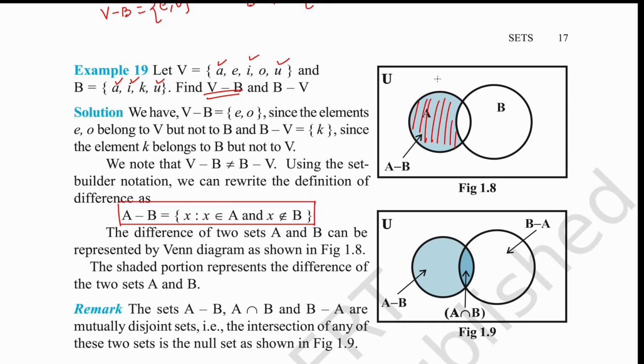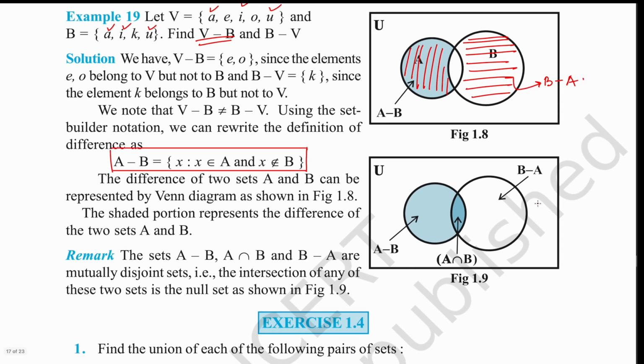And similarly, if you try to write what this section is going to be, this section is nothing but you are including all the elements of B and removing all the elements which are common to A and B. So this section is going to give you your B minus A, right? So just keep this in mind.